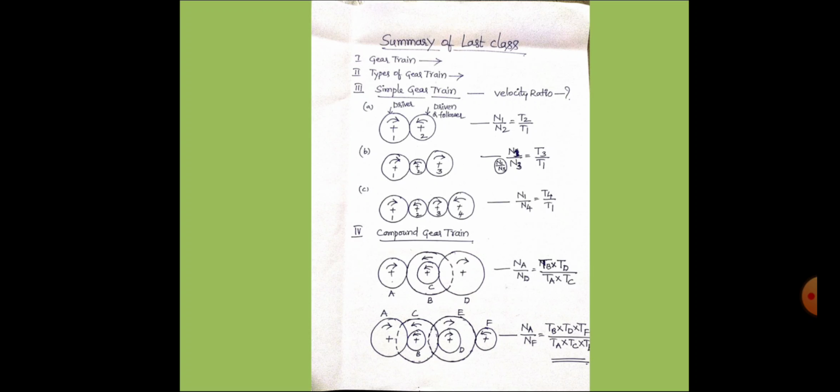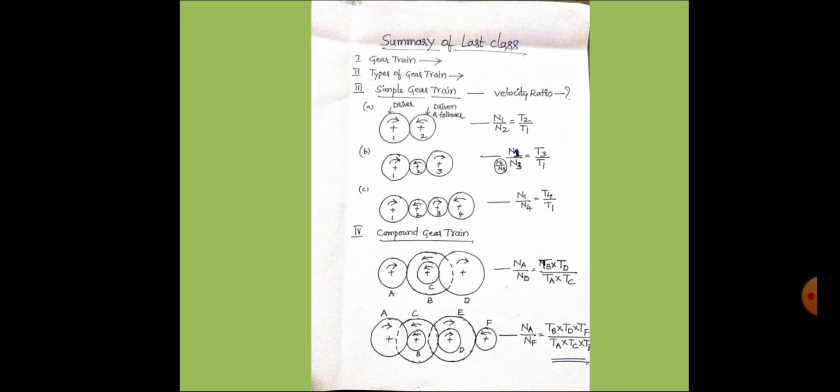Therefore, in figure A, N1 by N2 is equal to T2 by T1. In figure B, N1 by N3 is equal to T3 by T1. And in figure C, the velocity ratio N1 by N4 is equal to T4 by T1. Like that, one can remember how to find the velocity ratio in the case of a simple gear train.